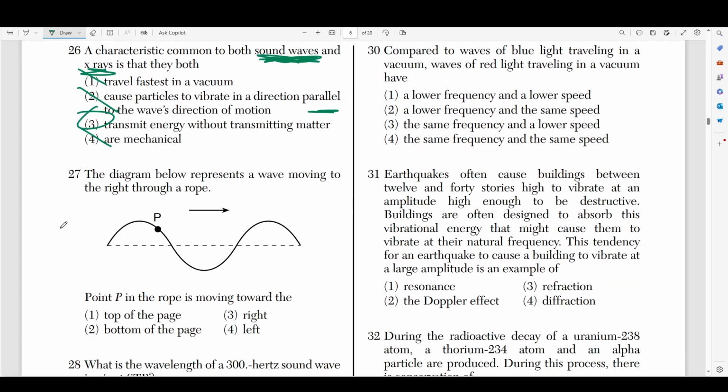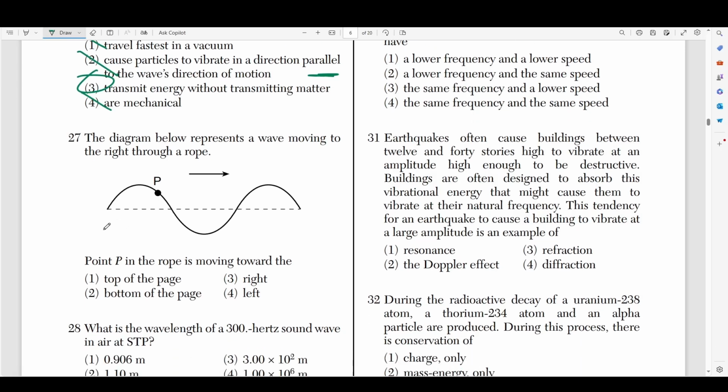Number 27 says the diagram below represents a wave moving to the right on a rope. The point P in the rope is moving towards the what? So the trick here is that you first need to identify which way the wave is moving. If the wave is moving to the right, then your P, or your point, is going to move to whatever is behind it. What I mean here is when you want to figure out if P is moving up or down, you first need to recognize which way the wave is moving.